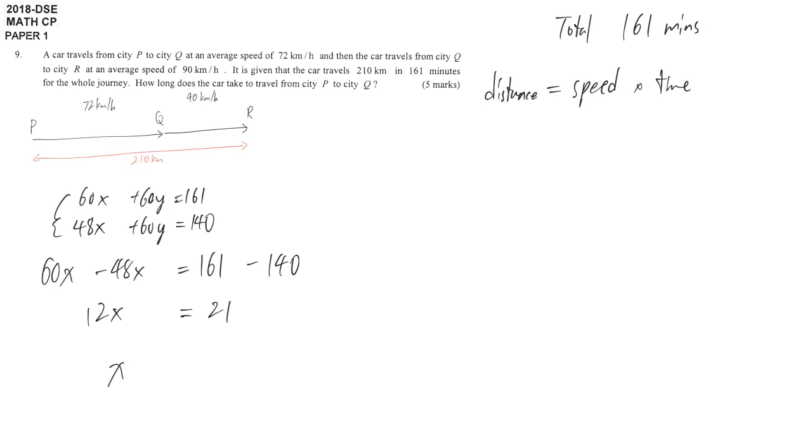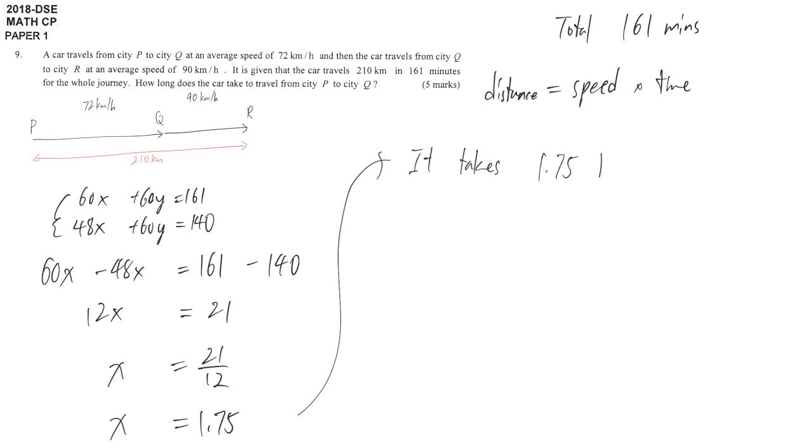Then we divide both sides by 12. We get x is equal to 21 over 12. If you do not feel comfortable, then you may write it in decimal form. It's 1.75. And then we read the question once again. They ask how long does the car take to travel from P to Q. P to Q, that means x here. We do not concern ourselves with y, so we can answer the question. It takes 1.75 hours.